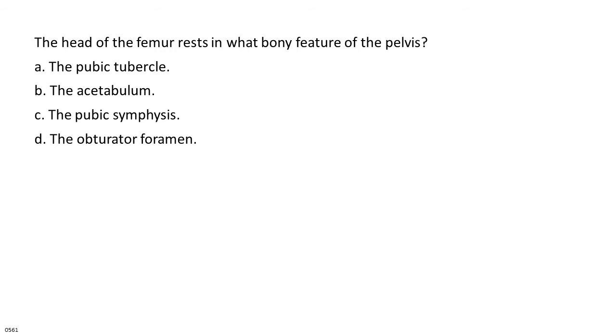The head of the femur rests in what bony feature of the pelvis? A. The pubic tubercle. B. The acetabulum. C. The pubic symphysis. D. The obturator foramen.